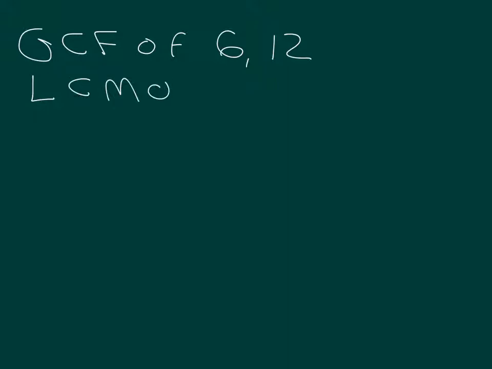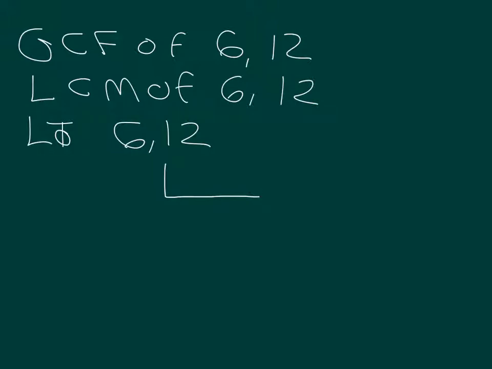First, we're going to want to find the GCF of, let's say, 6 and 12, the LCM of 6 and 12, and then the lowest term of 6 and 12. What we do is draw something that looks almost like a division bar, set up upside down, and the numbers we're looking at are 6 and 12. So put those inside just like this.